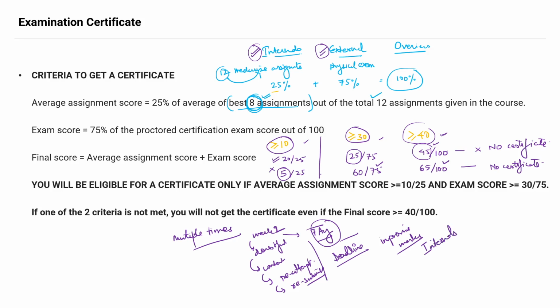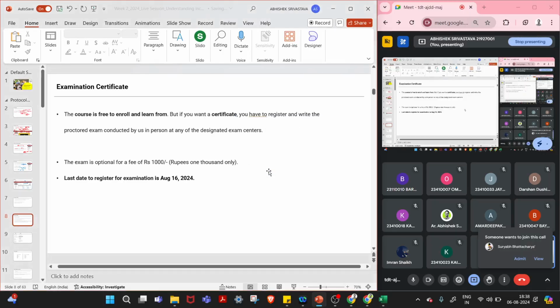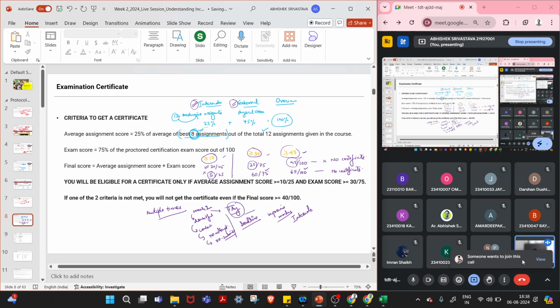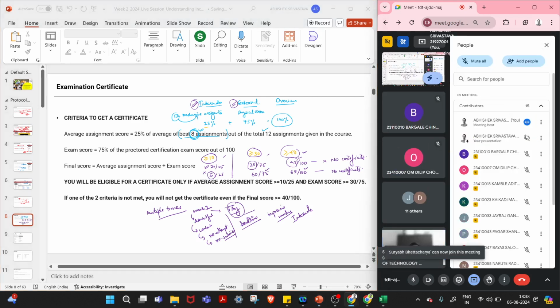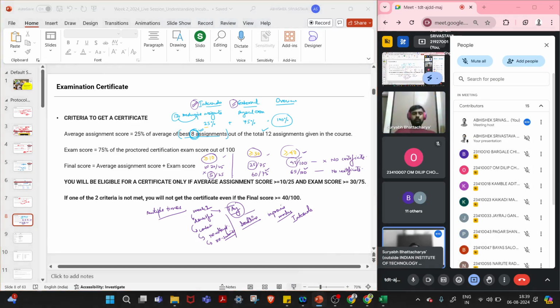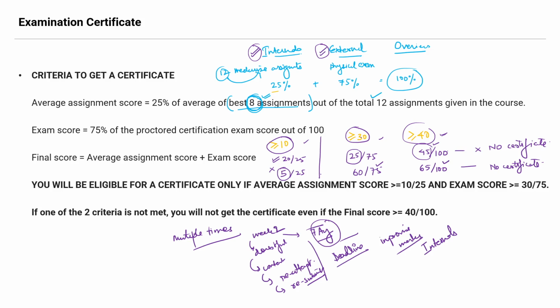I hope this part is very, very clear to all of you, because it is an important aspect. Since most of you are doing it from a credit perspective, it is important for you to capture it and ensure that you qualify on all these criteria of internal, external, and overall marks.